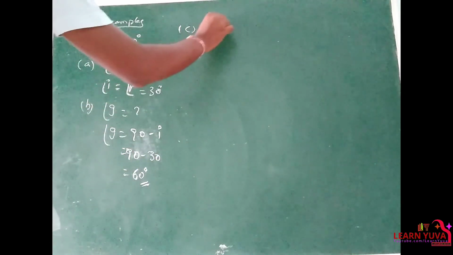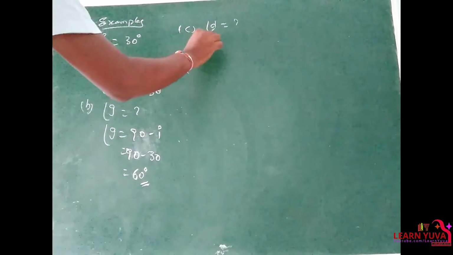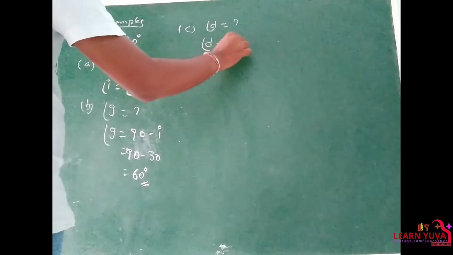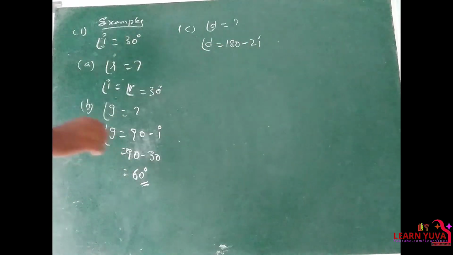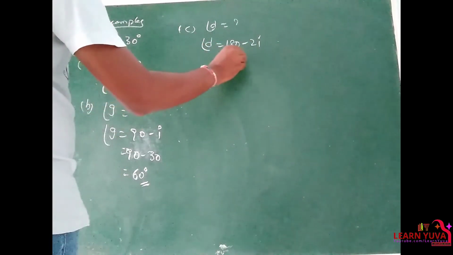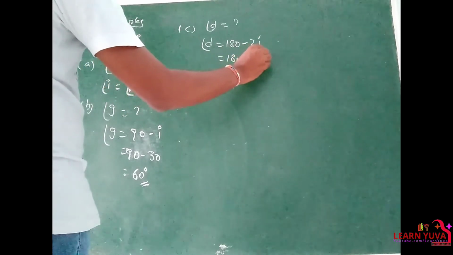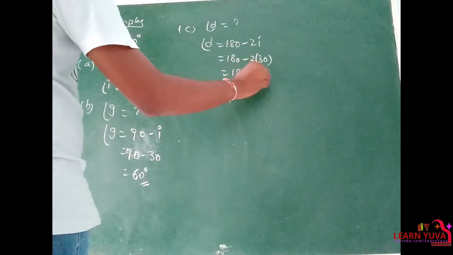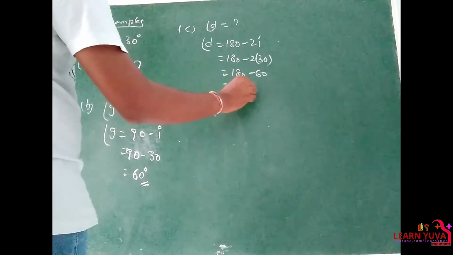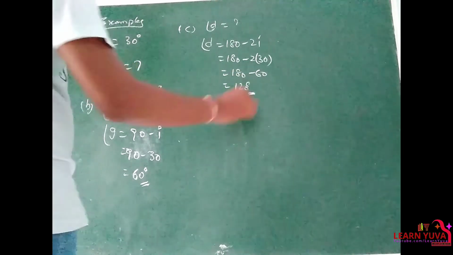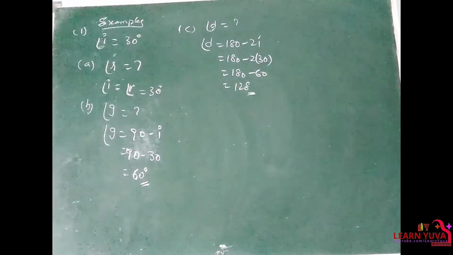C, angle of deviation. We have the formula for angle of deviation: D is equal to 180 minus 2I. So that is equal to 180 minus 2 into 30, the I value. So 2 into 30 is 60. So 180 minus 60 is equal to 120 degrees. Right?